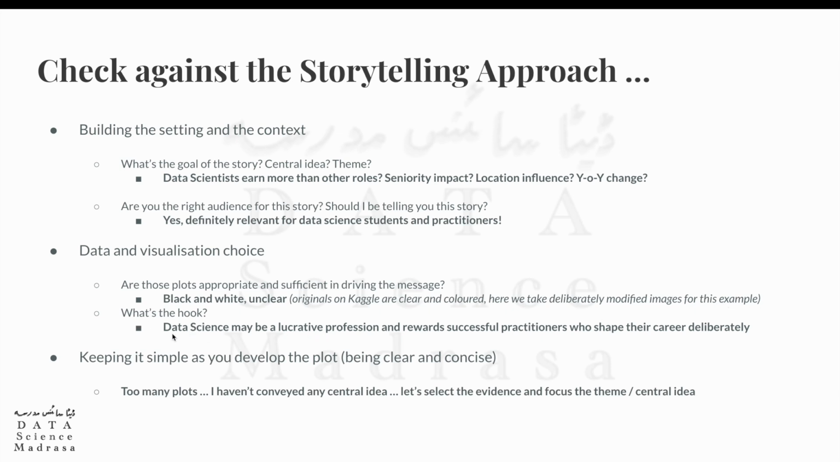What's the hook? Maybe the hook could be data science is a lucrative profession and rewards well for successful practitioners who shape their careers deliberately. As a scope, when you move from entry level to mid level to senior expert level and director, it is quite a steep curve that is increasing the mean salary. So let's see if we can create this into a better story and data narrative.